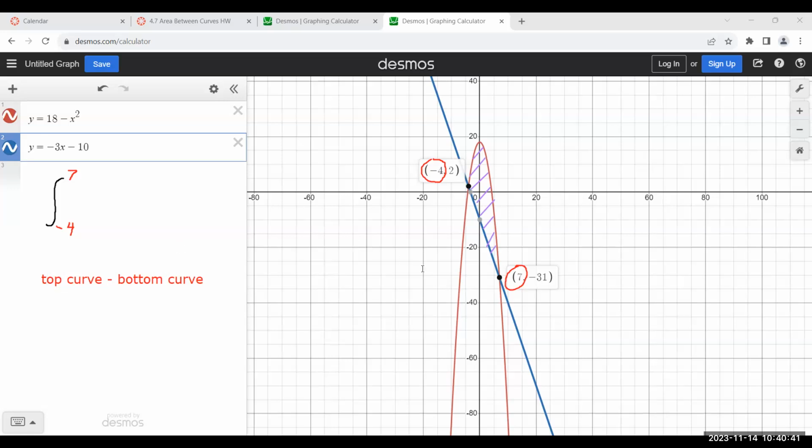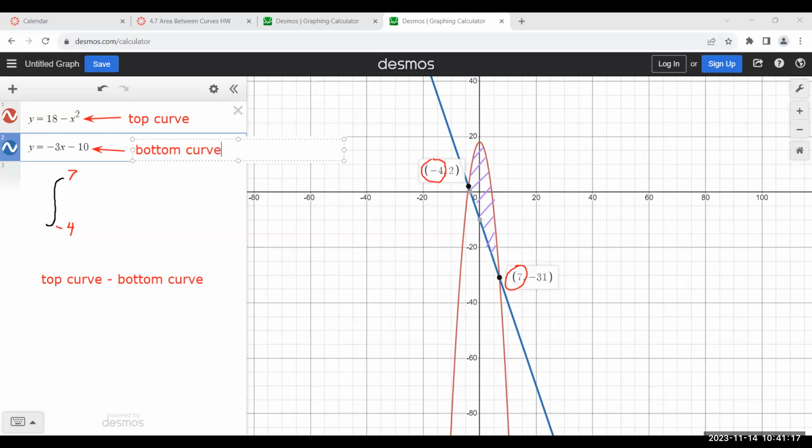So looking at the graph again, notice that the parabola is on top. And the parabola is what matches, that's the quadratic function, right? So this one, 18 minus x squared, that's on top. This is the top curve. And then -3x minus 10, that's the bottom curve.